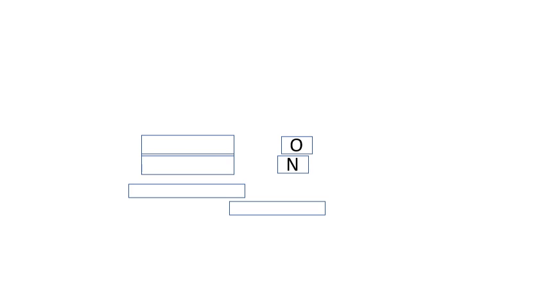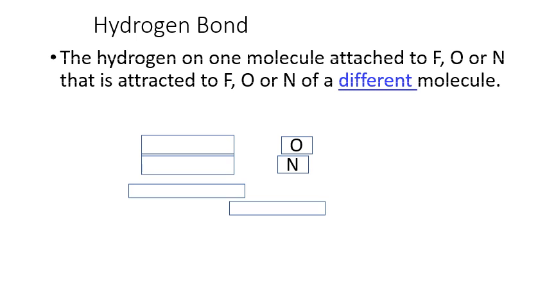Now we are going to discuss the second type of intermolecular force that can be present between covalent compounds, which is hydrogen bond. As usual, we have to know the meaning of hydrogen bond so that we can identify whether hydrogen bond is present between the molecules or not.